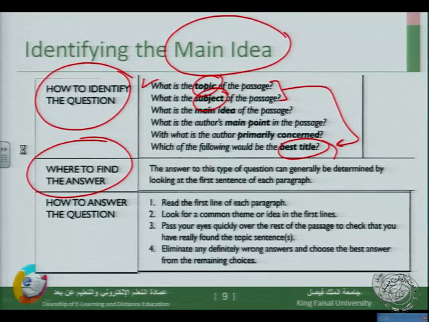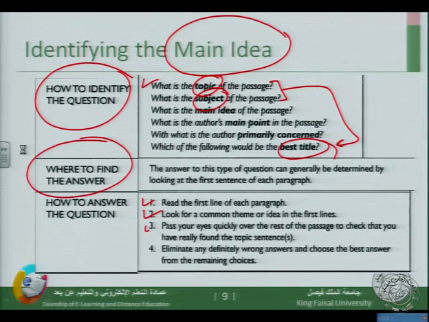But if you have a passage consisting of 3 paragraphs, you need to study the first line of each paragraph. You need to read the first line of each paragraph, look for a common theme or idea in the first lines, then pass your eyes quickly over the rest of the passage to check that you have really found the topic sentences. Sometimes you are unsure about the main idea. So if you are unsure about the main idea, read the first line of each paragraph.